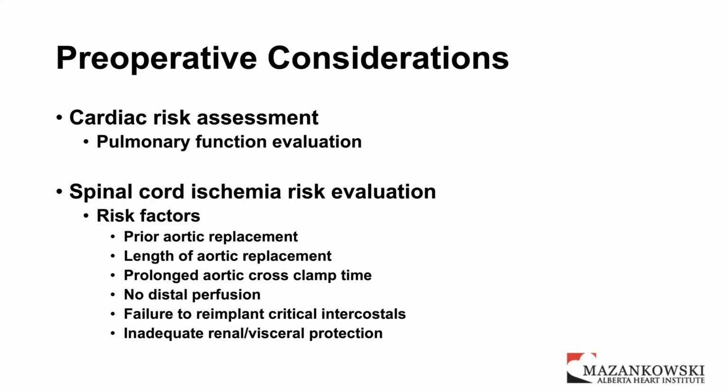And inadequate renal visceral protection. This is important because if we don't protect the viscera and the patients are ischemic, they have a lot of metabolites of ischemia, they will become more hemodynamically unstable. They'll have more fluid shifts, they'll have more edema, they'll be more difficult to manage postoperatively, and this hemodynamic instability will directly impact the spinal cord risk to the patients.